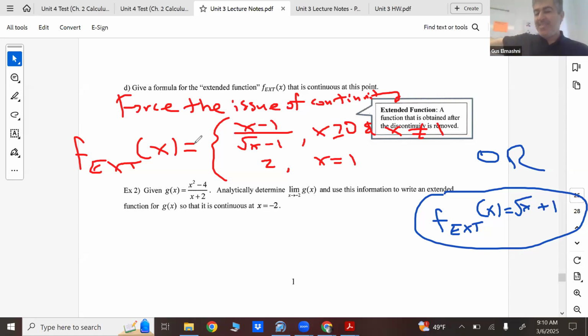Just say, here it is: root x plus 1. Because root x plus 1 on its own, if I just told you, is it continuous at 1? Well, of course it is. No kidding. But we know that it came from something else. So we just have to call it an extended function, just to be honest and transparent about it, right? If that makes sense. Let's try it again. And again, don't overthink it. It's really just simplifying and filling the gap. That's all you're really doing. So analytically determine this limit. Well, that's easy.